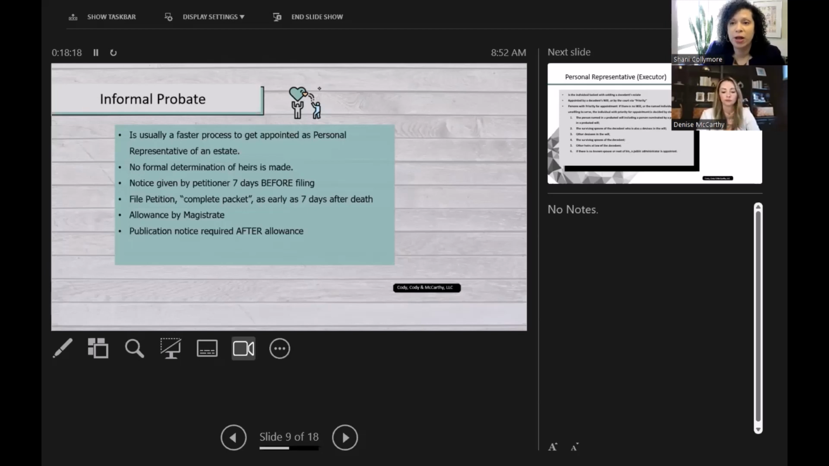So communicate with your attorney to make sure they understand those rules, and to make sure that whoever is inheriting the house has good title, and someday in the future they can sell it and not have any problems later on. So that's when it's important to figure out formal, informal, and all the closing of the estate.